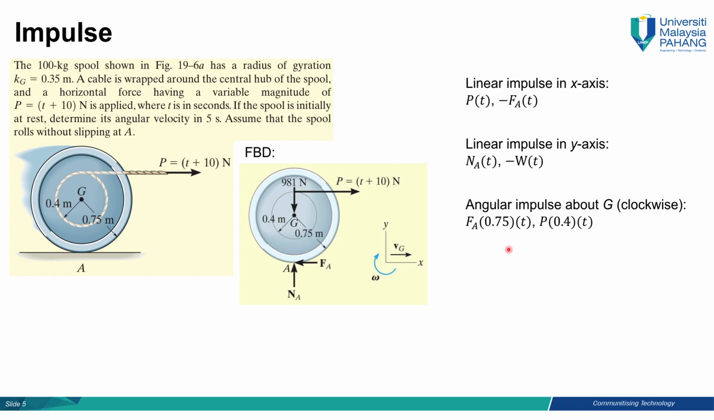Both of the forces have positive moments, because we calculate the moment as positive in the clockwise direction, according to this rotation. P going about G is clockwise, and the force Fa going about G is also in the clockwise direction. Therefore, both forces have positive angular impulse about point G.